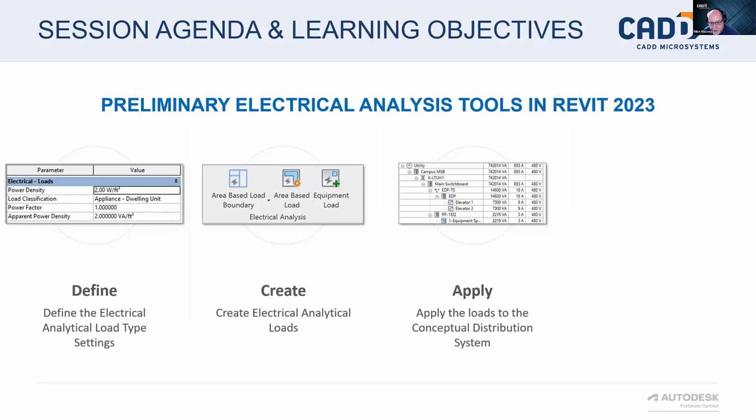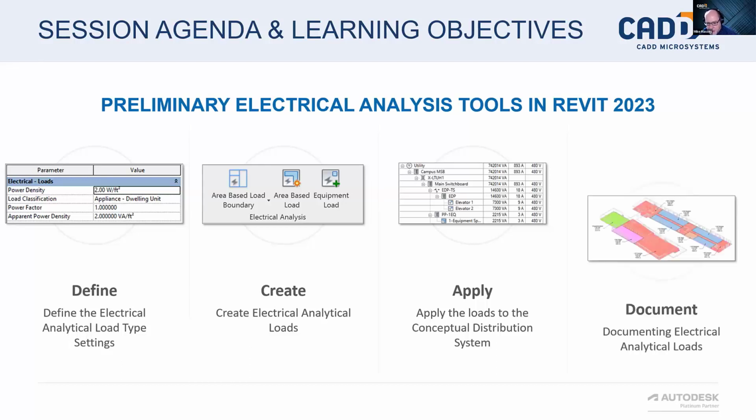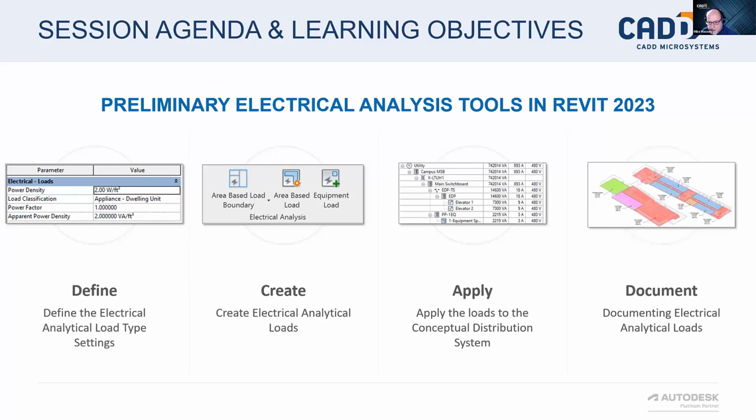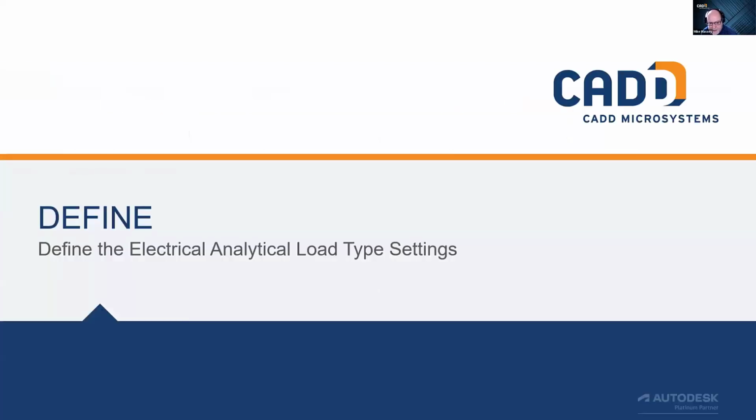And finally, the last step would be to document. Once we have all this created, we can document this information with tags and/or schedules. I'll show you how we can use that to document the process. So if we jump into the first section, define, this is where we're going to define some settings, and these are going to be the electrical analytical load type settings. These are going to be used with those area-based settings.